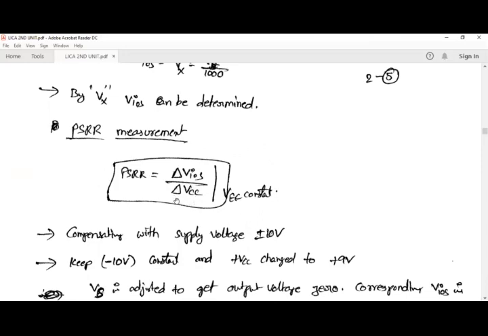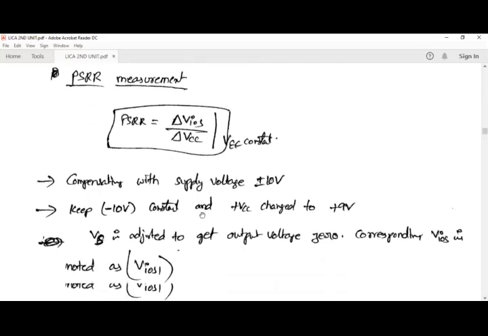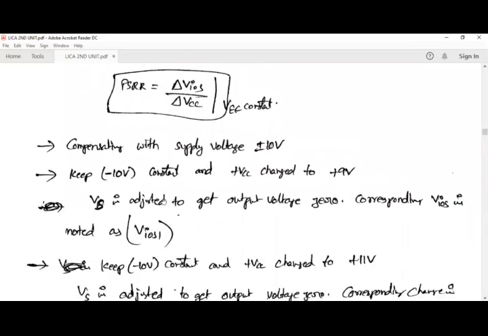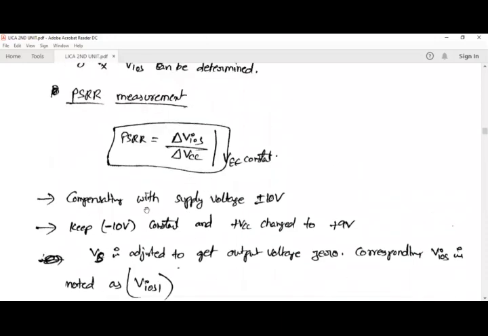We are going to adjust the supply voltage, and then we are going to measure the input offset voltage, keeping the other voltage constant. The change in the supply voltage we are going to note down, as well as the change in the VIOS, and again we are going to change. So for example, if we can see here as an example, the supply voltages, VCC and VEE, are at 10 volts.